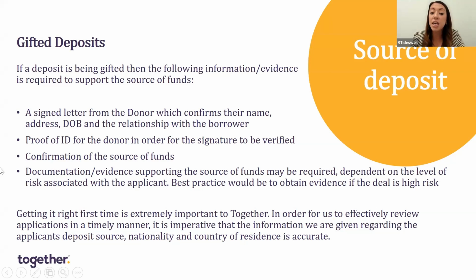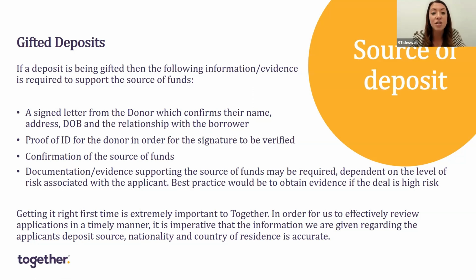In terms of gifted deposits, things that we would require, especially for high risk gifted deposits, would be a signed letter from the donor that confirms their name, address, date of birth, and the relationship with the borrower. Might sound quite simple, but if it is a higher risk jurisdiction, it might well be that we conduct background checks, just to make sure there are no politically exposed elements, or that it's not coming from a sanctioned individual or a sanctioned entity. So that's the reason we ask for that information.